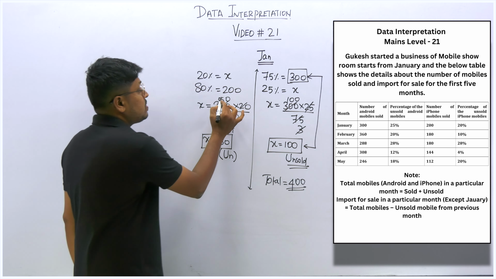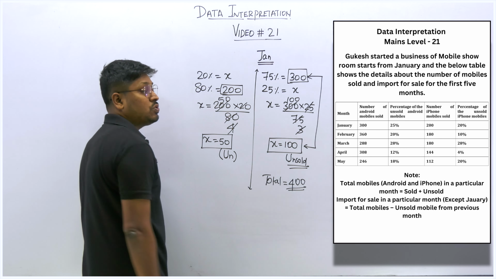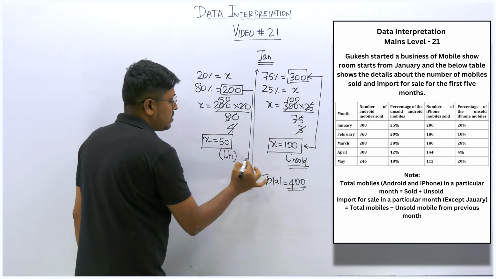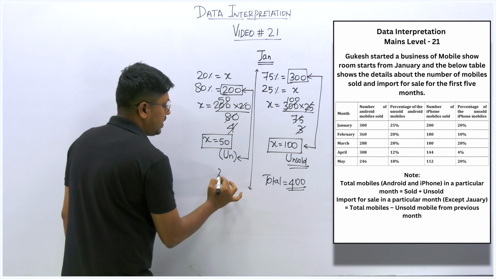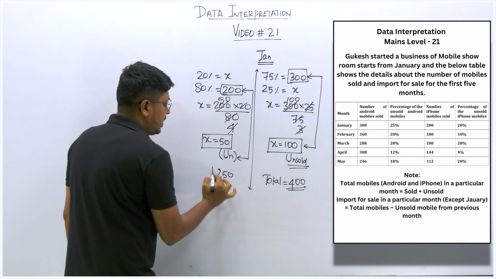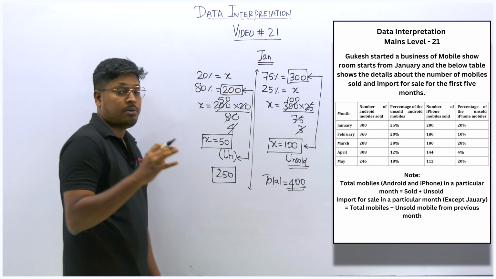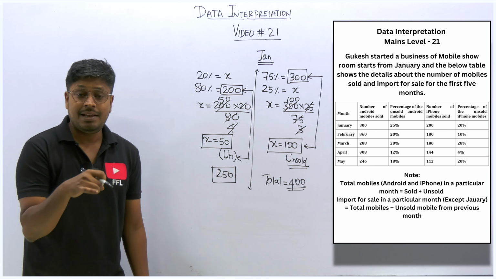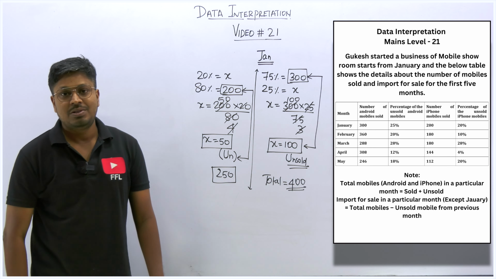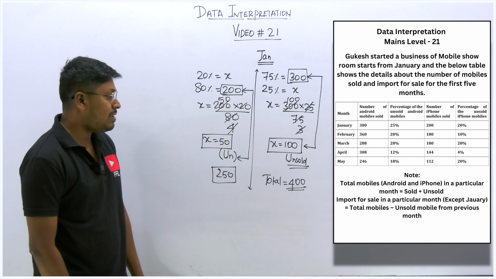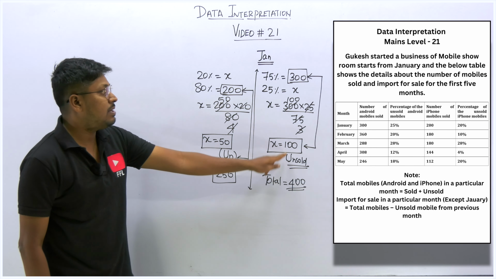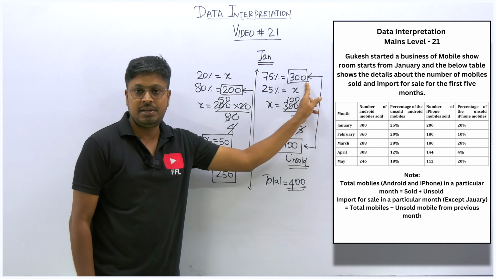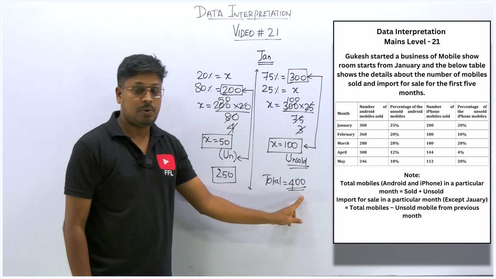And then what about the sold? Sold is directly given, which is 200. Once you add these two values, 200 plus 50 will be 250. So 250 is the total number of mobile phones available in the month of January. So friends, understood or not? For January, we found unsold, as sold has been directly given in the question, and then we found the total number of mobile phones.